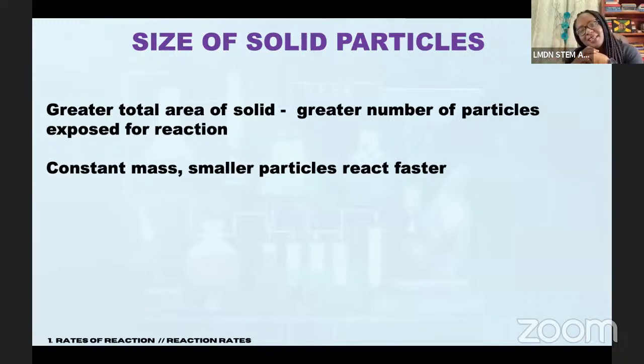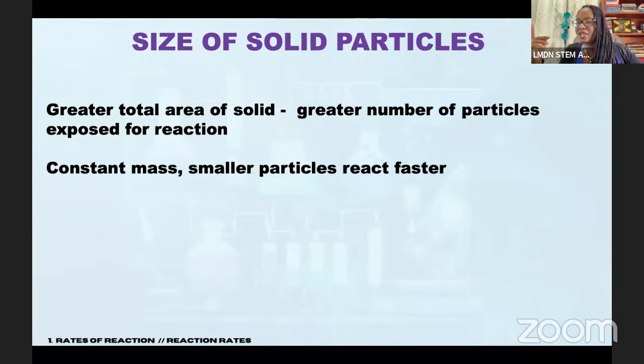So you have your solid particles, and if you have a greater total surface area of that solid, then there are more points of interaction or points of contact, so to speak. The greater the area, the greater the number of particles exposed for interactions and for collisions with other particles. When you have that collision, if they're reactant particles, they react, they collide in the correct orientation, you can get your product, and so on. You can see that manifest itself in the rate of your reaction.